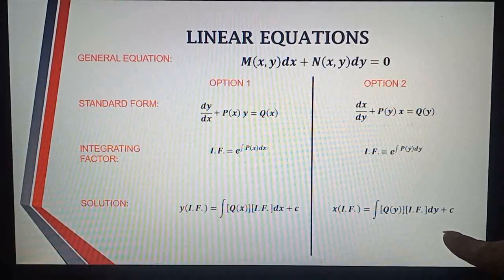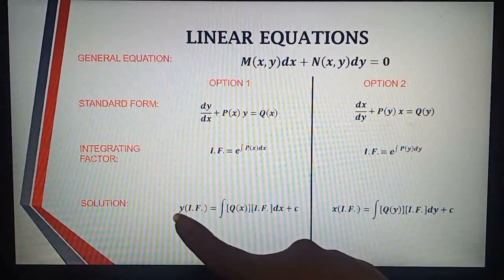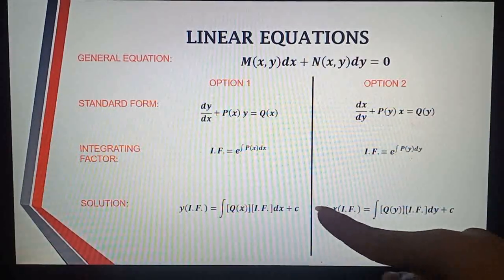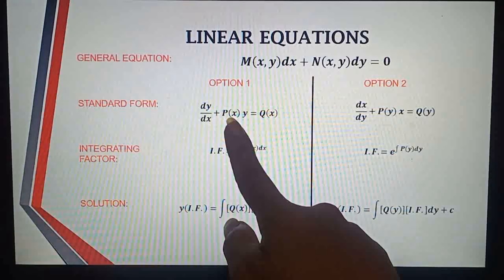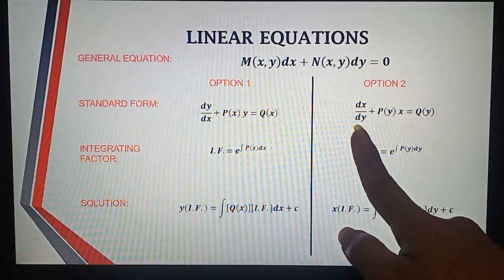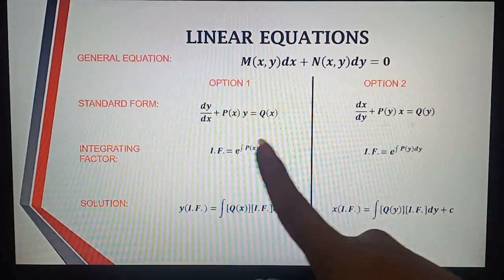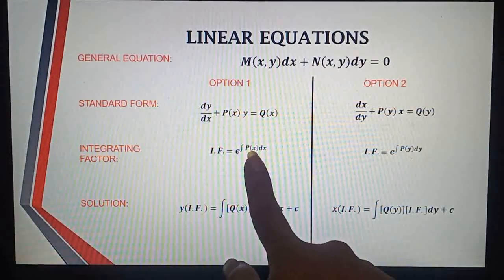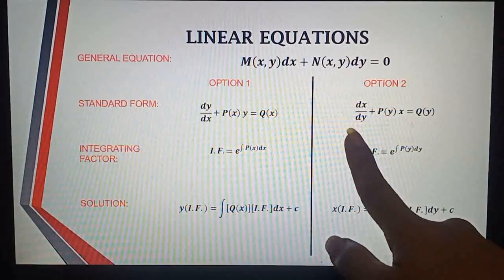Now, you will see the difference between the two. Kapag naka-dy over dx tayo, meron ka ditong y. Kapag naka-dx over dy naman tayo, meron ka ditong x. Then, kapag dy over dx, ang multiplier natin must be y, tapos ang function natin must be x. Tapos kapag naka-dx over dy naman tayo, our multiplier is x, then our function is y. Then the difference between the integrating factor is yung P of x dx kapag naka-dy over dx, tapos P of y dy kapag naka-dx over dy.